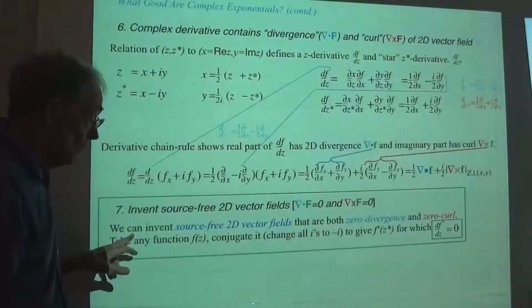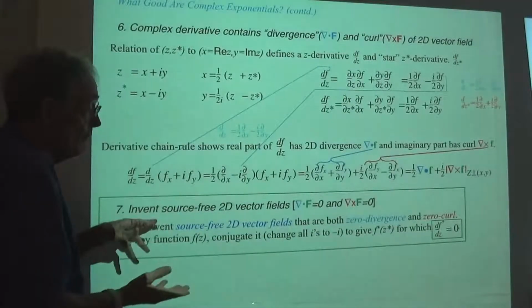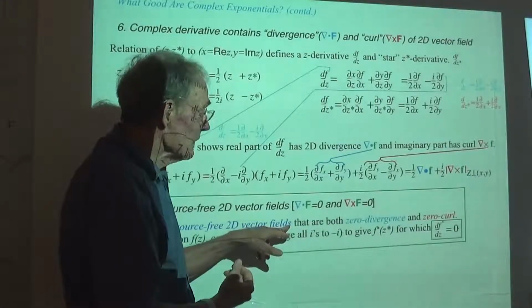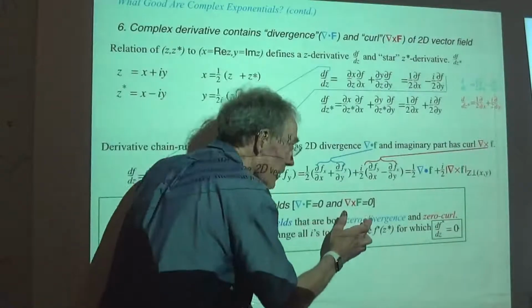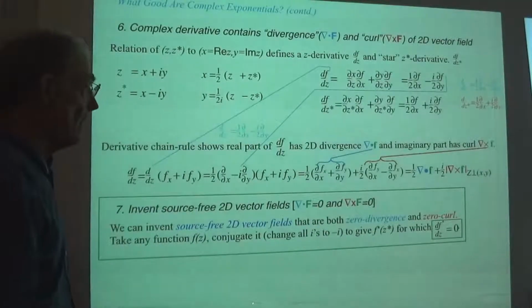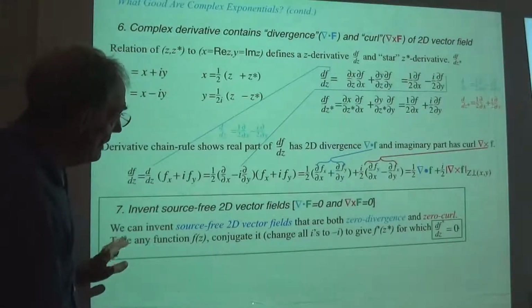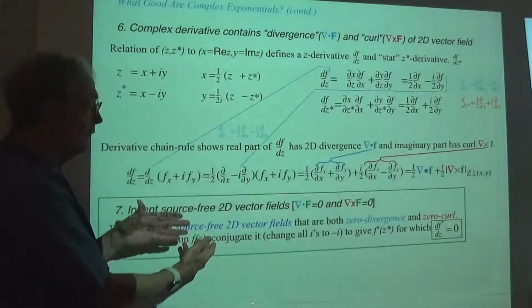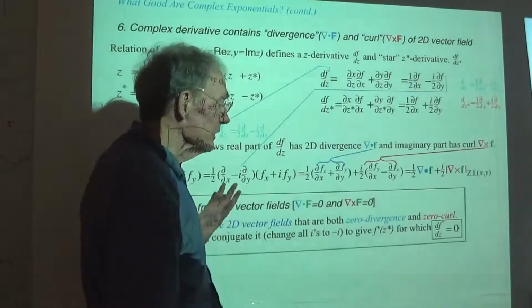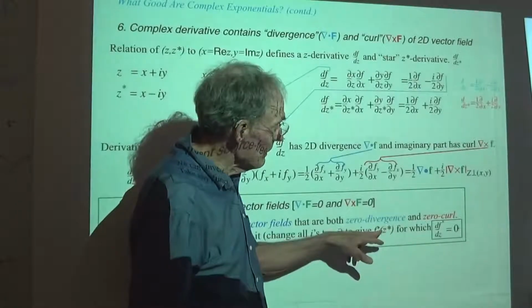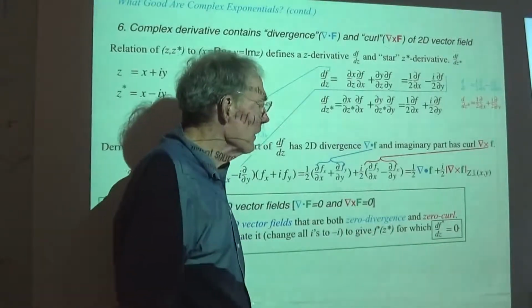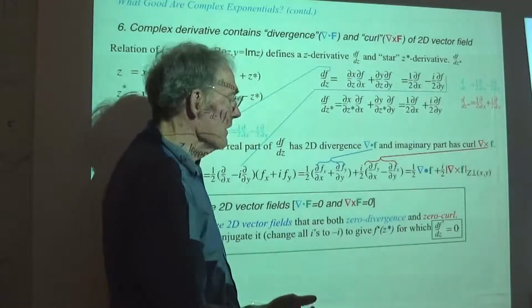And what we do is we are going to invent source-free vector fields that have both zero divergence and zero curl. Now, how do you do that? Well, you take any function of z, you conjugate it, that is, change all the i's into minus i's that you find in that function, so that you have 2 stars here, one for the actual outside of the function and one for the independent variable, which is z star now.